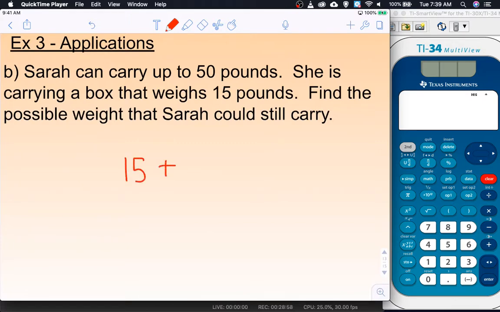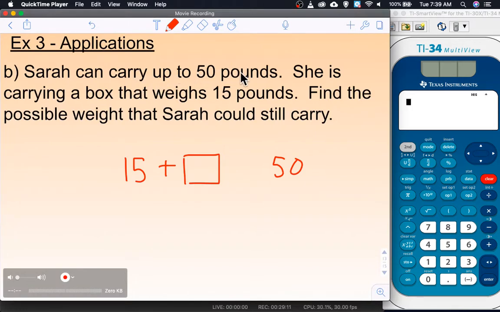Like, she could add another box. So I'm just going to draw a box. 15 plus whatever, another box of stuff. She can have all of that weight to something with 50 pounds. Up to 50 pounds. Well, up to 50 means less than or equal to. So she can carry 50 pounds, she can carry less than 50 pounds, but she can't carry more. So 15 plus what gets us less than or equal to 50 pounds?